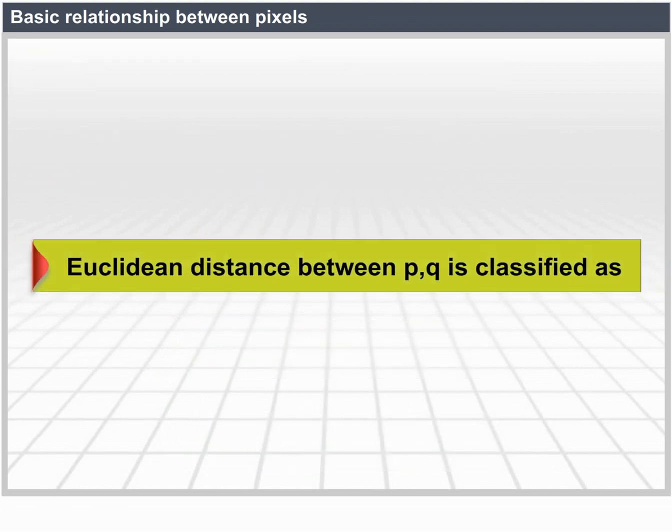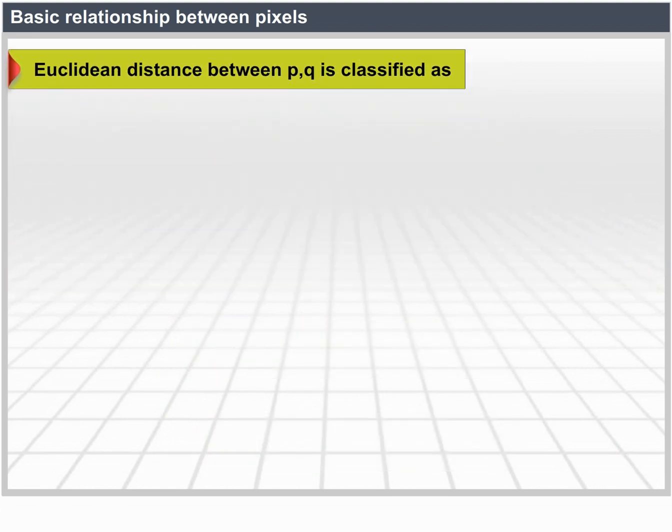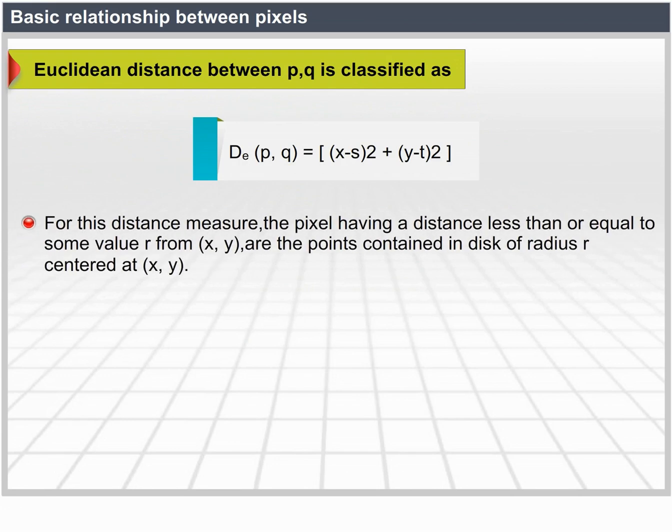Euclidean distance between P and Q is defined as DE(P, Q) equals the square root of (x minus s) squared plus (y minus t) squared. For this distance measure, the pixels having a distance less than or equal to some value r from (x, y) are the points contained in a disk of radius r centered at (x, y).